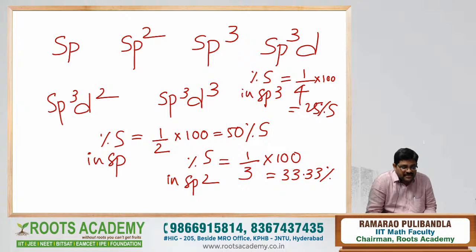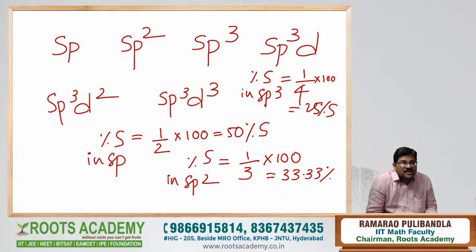See, repeat once again. In the sp hybridization, I want the percentage of the S character: 1 by 2 into 100. That becomes what? 50% of the S character. In sp2 hybridization, the percentage of the S character is 1 by 3 into 100.